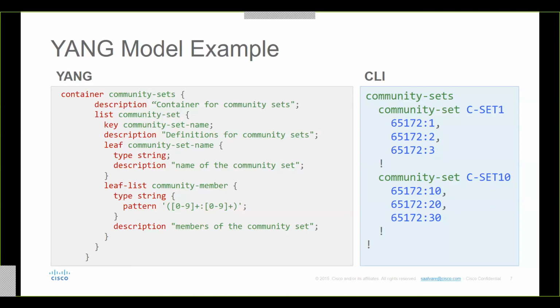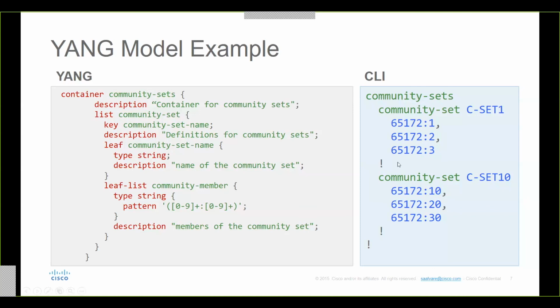Okay, so it's some kind of string that defines the community set. The list also has another node that is actually a live list. Remember, a live list behaves as a set. In this case, it's a live list of strings, but these strings have a constraint. This is a regular expression that defines basically a number, colon, another number, okay?